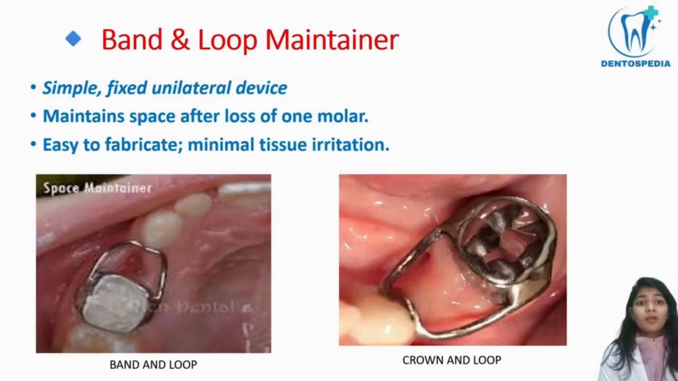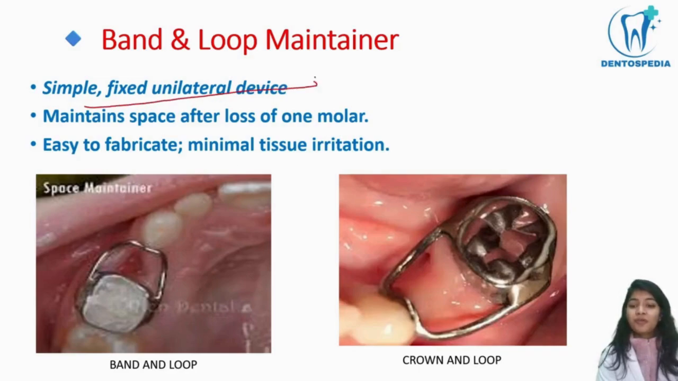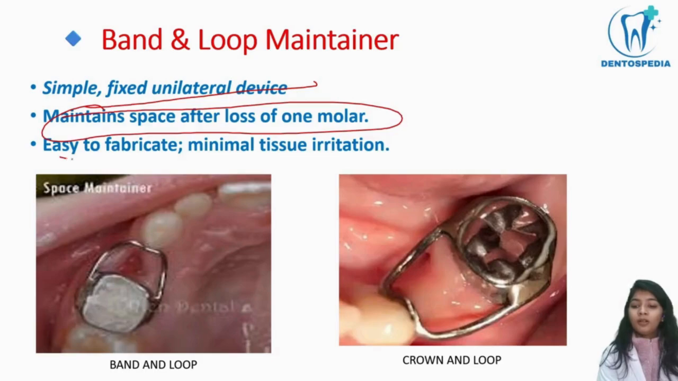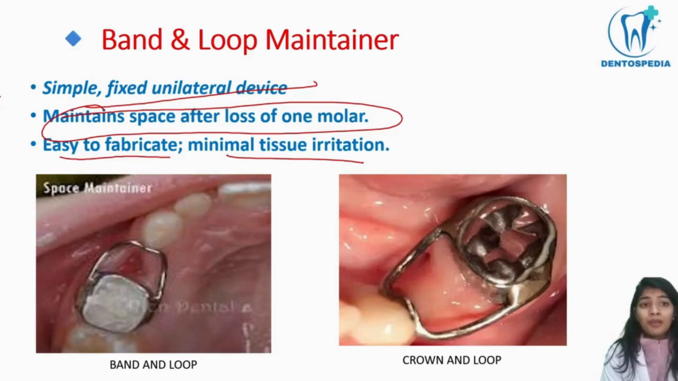First is the band and loop space maintainer. It is a simple fixed wire and band device. A band is put on one tooth and a wire loop touches the tooth on the other side of the gap. Understood? You can see in the image, it is a band and it is a loop. It is a simple fixed unilateral device and maintains the space after loss of one molar. It is easy to fabricate with minimal tissue irritation. It is used when a single primary molar is lost on one side of the jaw.